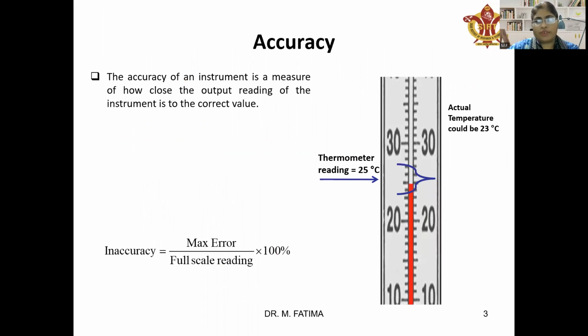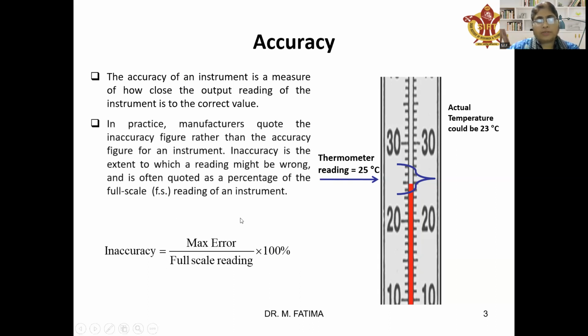Accuracy of an instrument is a measure of how close the output reading of the instrument is to the correct value, or we can say how close the measured value is to the true value. In practice, the accuracy is generally written in terms of an inaccuracy figure rather than the accuracy figure. So inaccuracy is the extent to which a reading might be wrong, and is often quoted as a percentage of full scale reading or true value of an instrument.